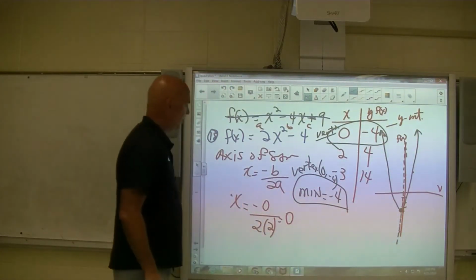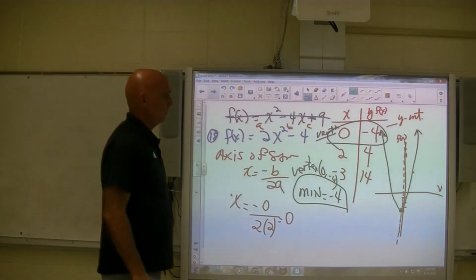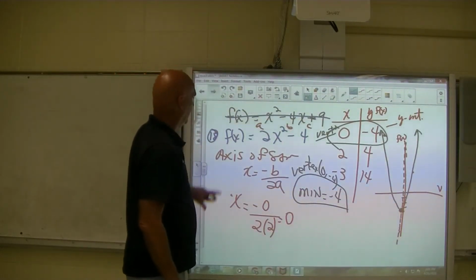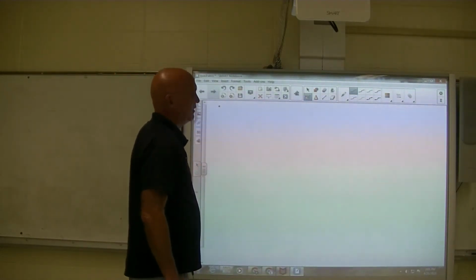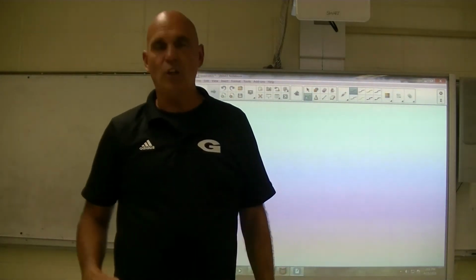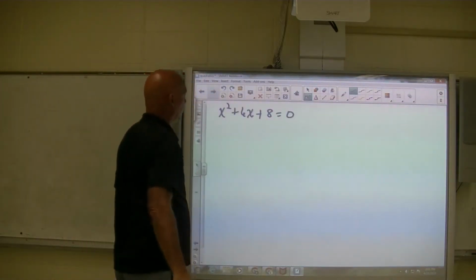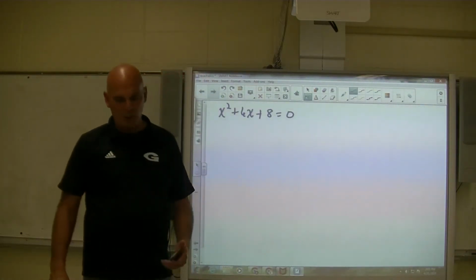So that's the type of thing that you should have been doing in the last assignment. Okay, so the instructions for today will be to solve an equation by graphing. Use this graphing that we've been doing to solve an equation like this.